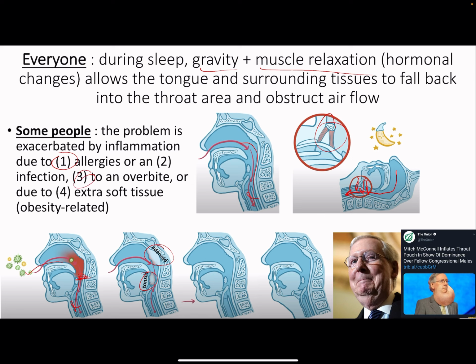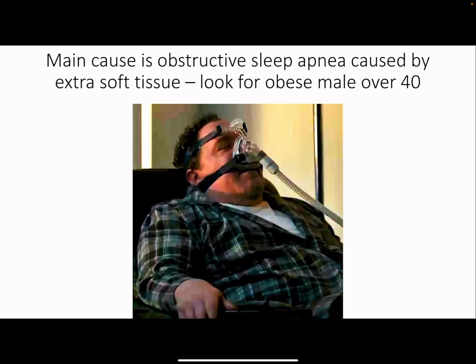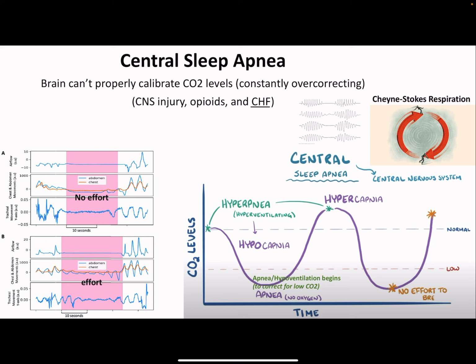Some people have an overbite. The overbite, so pushing of the jaw back, will make it more difficult for air to get in. And then lastly, if you're obese, you have a larger neck with extra soft tissue, which makes it more difficult for air to flow in back there. The main one, though, being overweight. So obese males over 40 is going to be key for sleep apnea. Now, central sleep apnea: CNS injury, opioids, and also congestive heart failure, interestingly, can cause this.